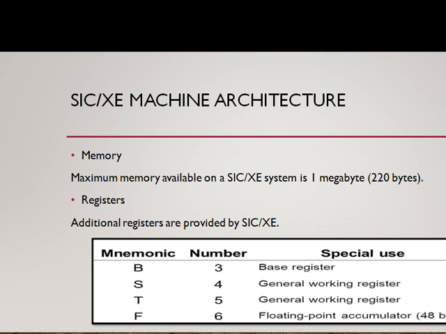Then register. Along with the SIC machine registers, some more 4 registers are added. In the SIC we have A, L, PC, X, SW. So here we have B, S, T, F as the new registers. Here B refers to base register, S refers to a general working register which is used in the program, and T also refers to a general working register. F refers to the floating point accumulator. In SIC we use A for the accumulator. Here F refers to floating point accumulator.